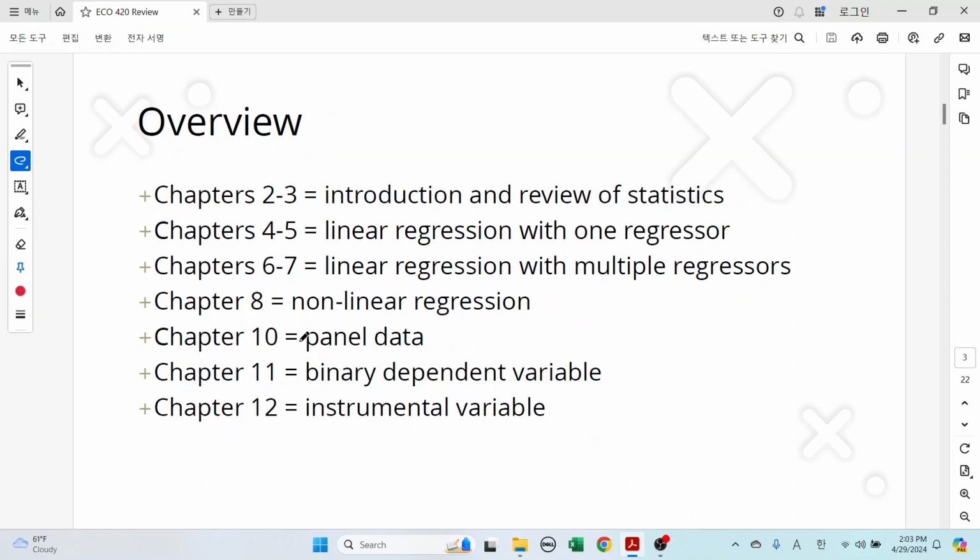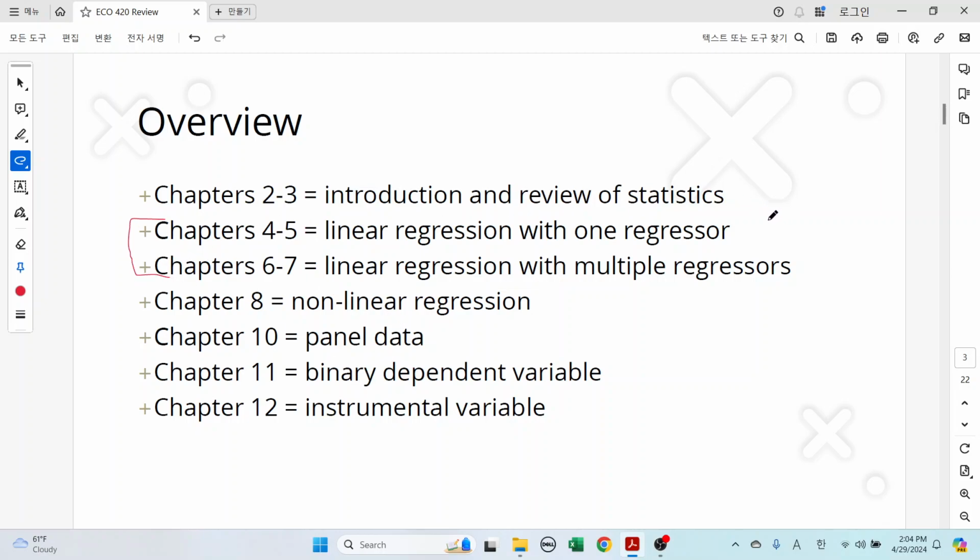So, a review of the overview. We have covered these chapters. The first two chapters, we spent quite a lot of time on to review statistics, right? I defined very boring things like probability, expectation, and tests, and you don't need to worry about them for the final exam. Then chapters 4 and 5 are linear regression with one regressor, and 6 and 7 are multiple regressors. Basically, these four chapters are the main chapters.